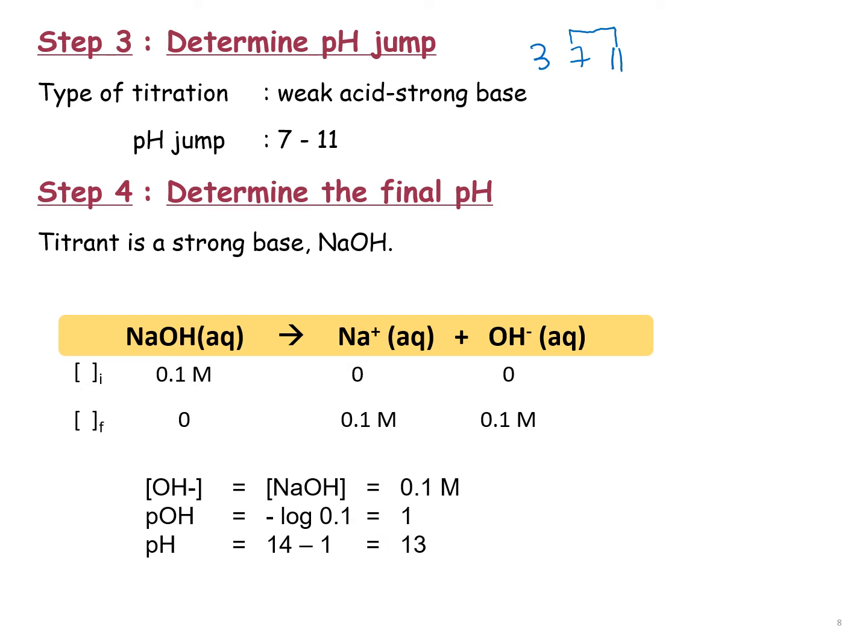Okay, final pH. Tapi sama juga macam yang sebelum ni. Final pH bukannya bermaksud the final solution will have pH equals to 13. No. It will have lower than that. Okay, sebab apa? You need to remember.